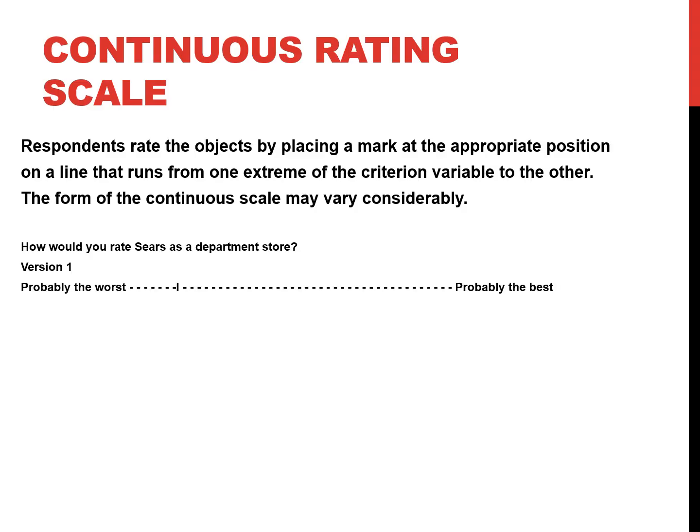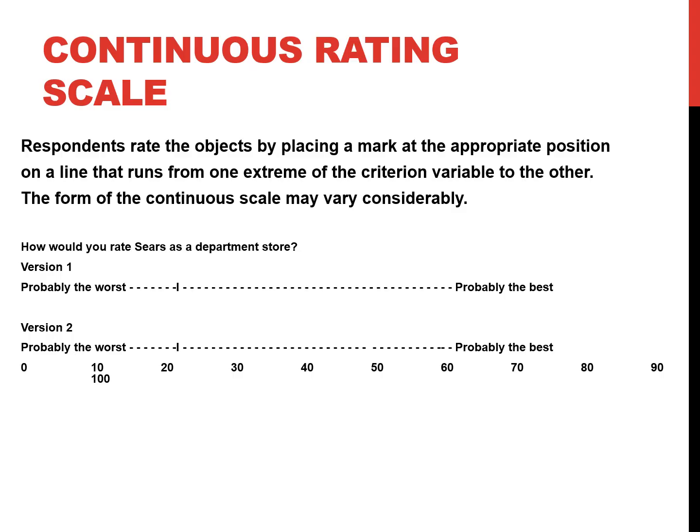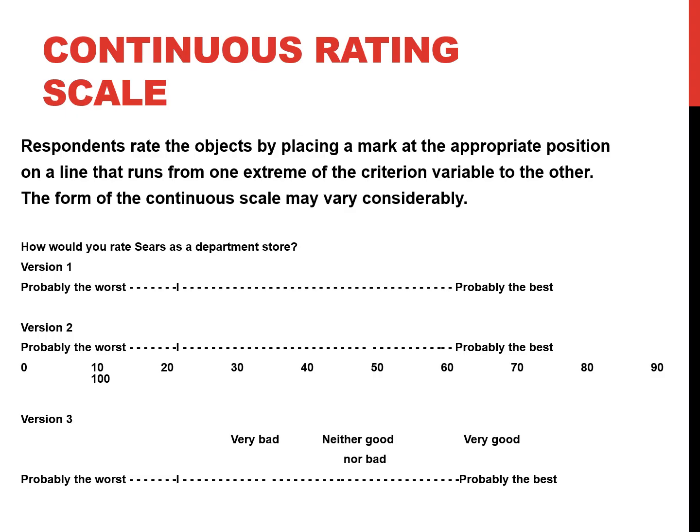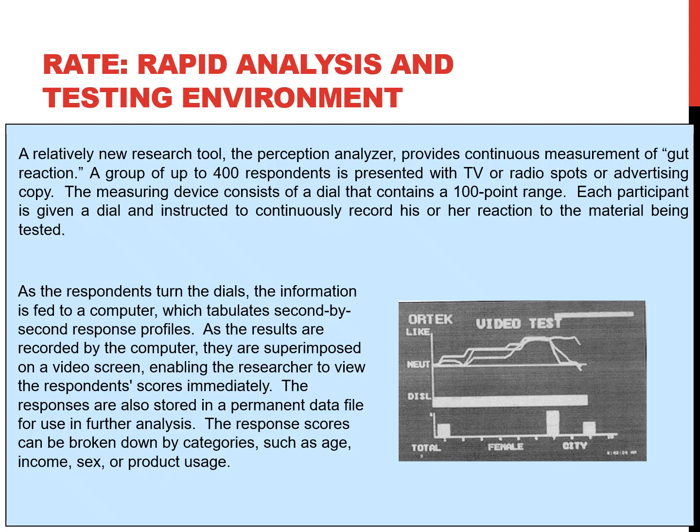So first of all, a continuous rating scale, bearing in mind that it varies from one extreme of the criterion variable to another. So if you look at that, you can see how would you rate Sears as a department store, from probably the worst to probably the best. There are also different ways of doing it, but basically they're trying to achieve the same end. There are obviously computer ways of doing this as well.